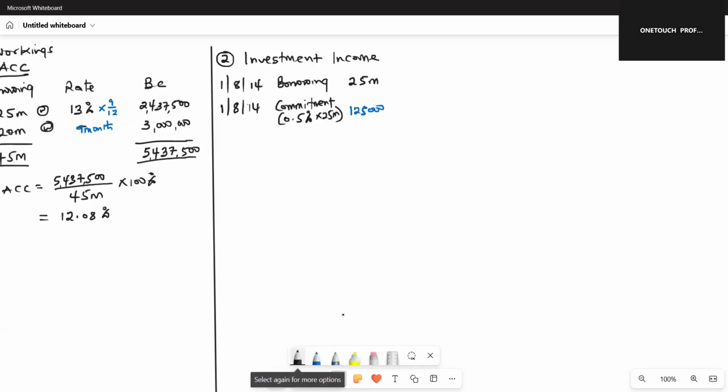Well, in fact, if you are looking at the investment income to be taken to profit or loss, that will be 25 million minus 125. That's what you invest for the first 1 month. Did you get it? Yes, sir. The whole 25 million will not be available for investment in August. It is the difference.